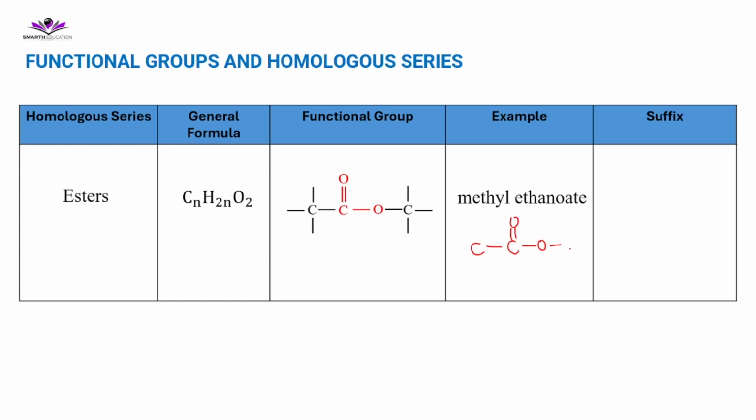This is the ester bond there. That's methyl ethanoate. We're going to discuss this later. This comes from the methanol. This comes from the ethanoic acid. And then the suffix that we have is oate, like methyl ethanoate, ethyl propanoate, like that. We're going to discuss each of these groups in detail in our next lessons.